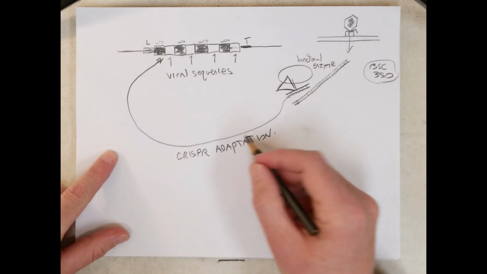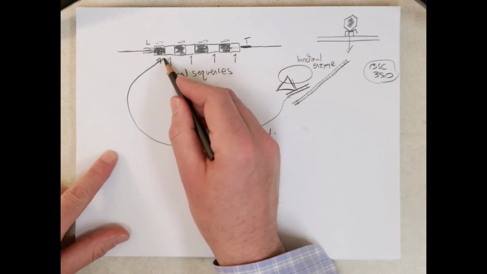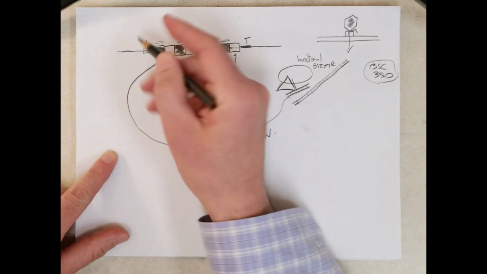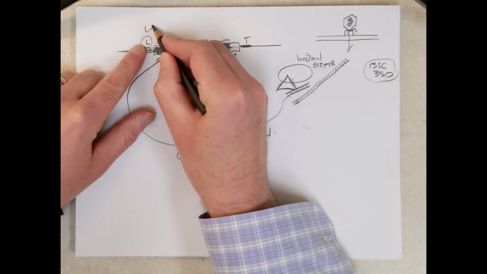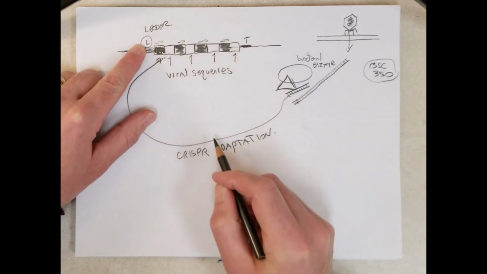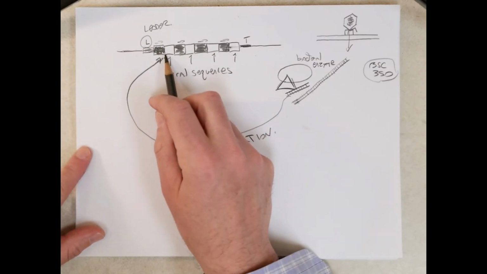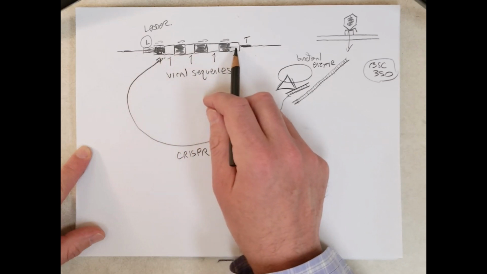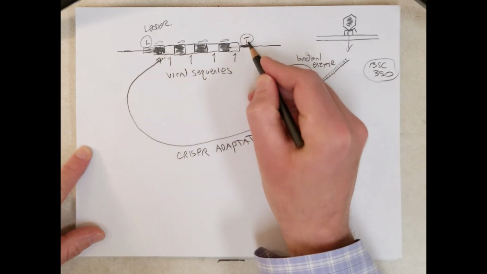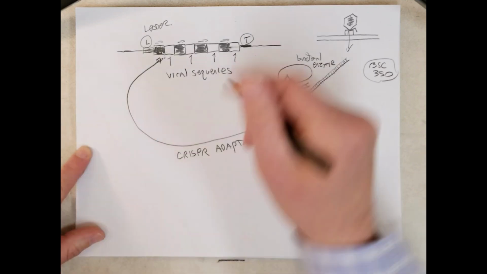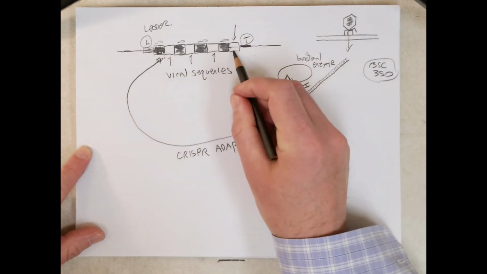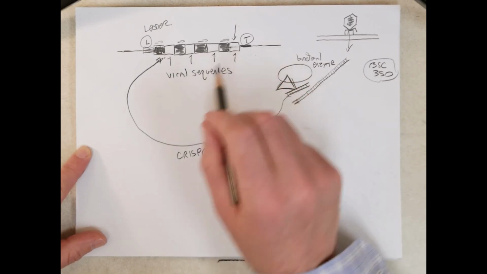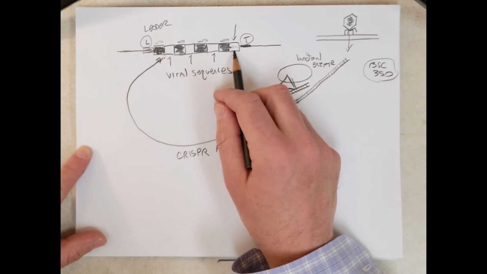Now, CRISPR adaptation usually works by adding the newest sequences to the very beginning of the CRISPR array. That's where this L right here stands for leader. This marks the beginning of the CRISPR array, and the new sequences are added at the beginning. And so if we were to look all the way down towards the end of the CRISPR array, we have this T, this is the terminator of the CRISPR array. We could predict that this last sequence should come from an infection that happened a long time ago, possibly in an ancestor of the current bacterium.